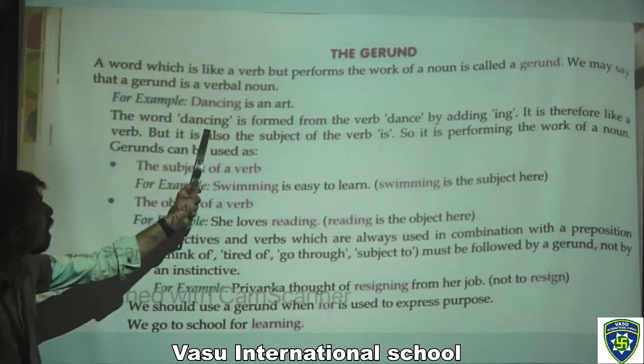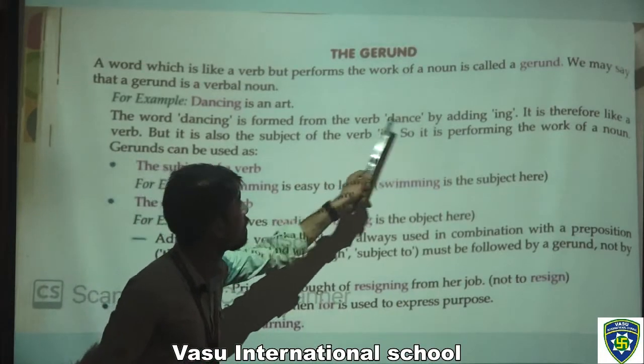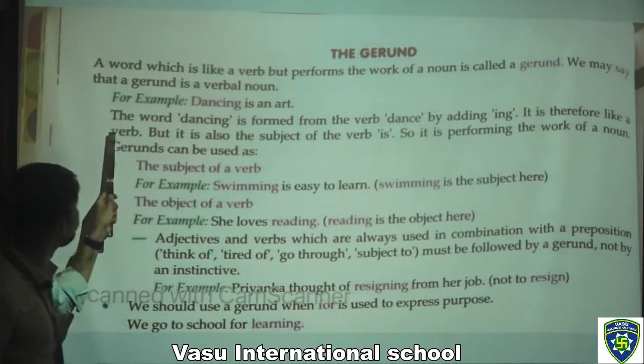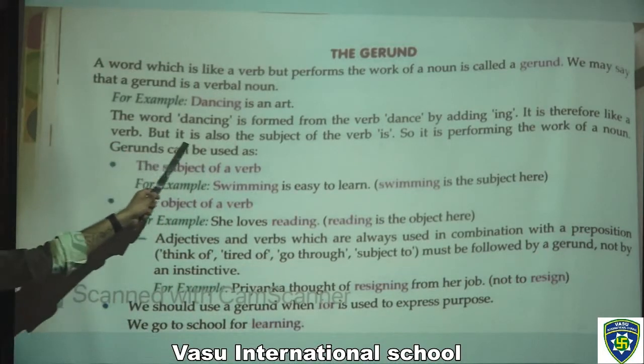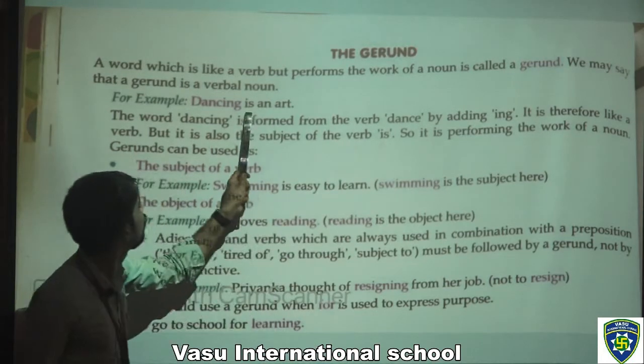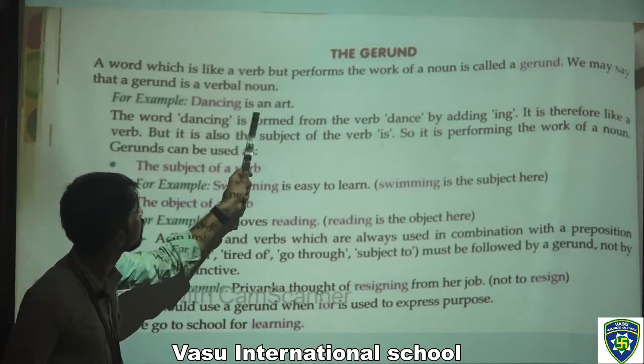Now the word dancing is formed from the verb dance by adding ing. Okay, so it is therefore like a verb. But it is also the subject of the verb is. After dancing we have added is: dancing is an art.